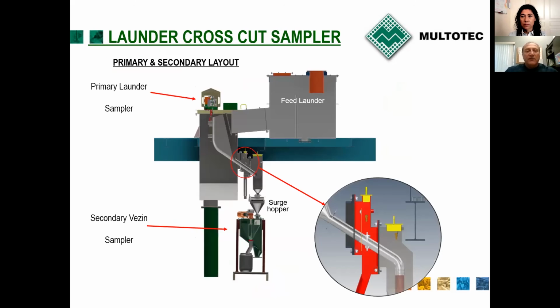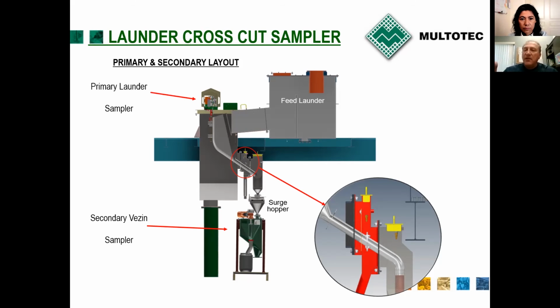I also have videos that I can show you. This is a cut view of how it operates. You have your conveyor, the chute goes here, and the cutter is right here, going from left to right. When the cutter cuts, the slurry falls into a pipe, this pipe here, into a secondary sampler.